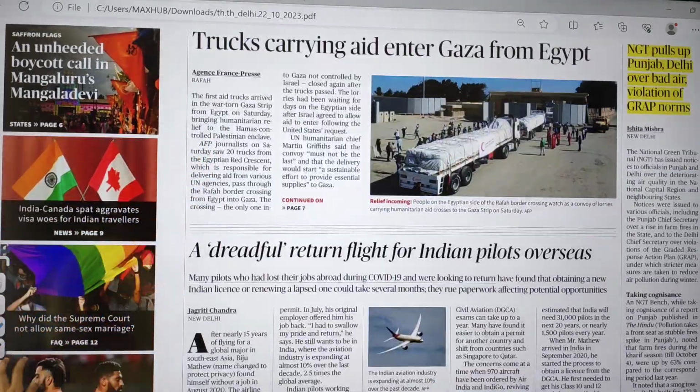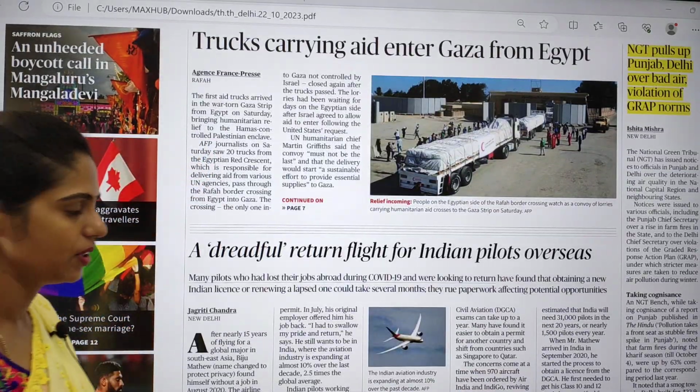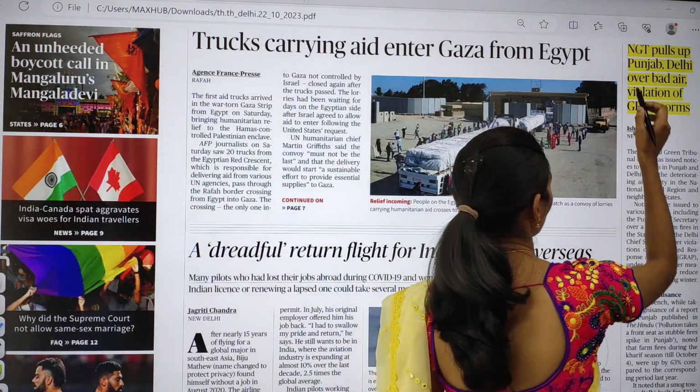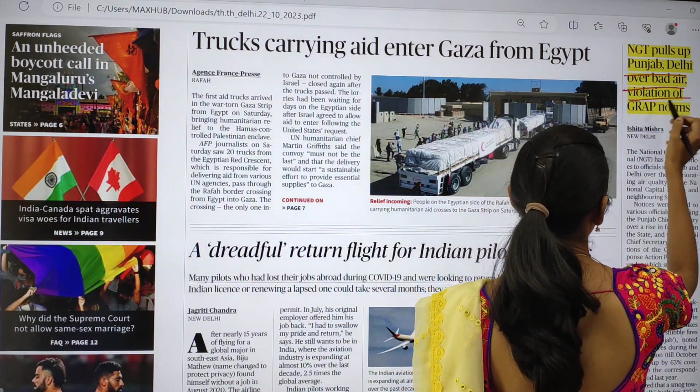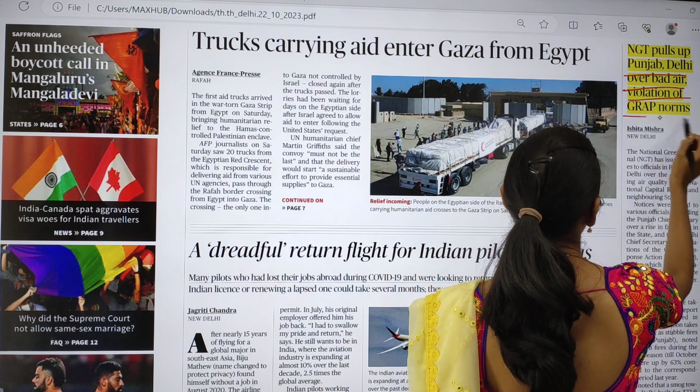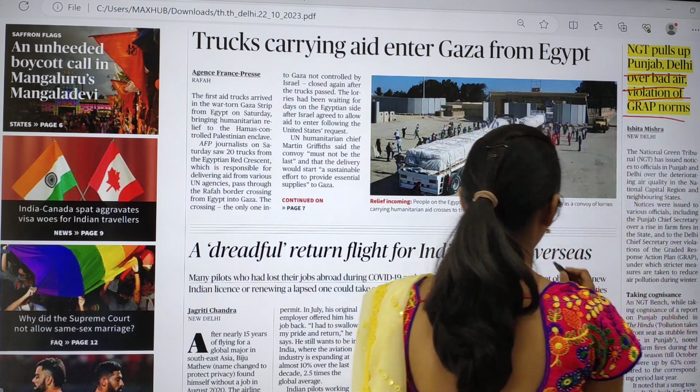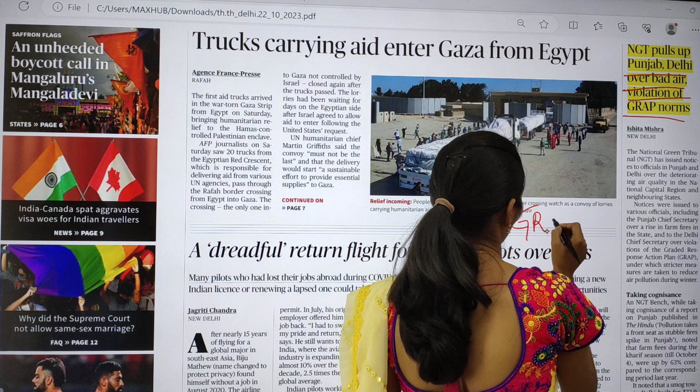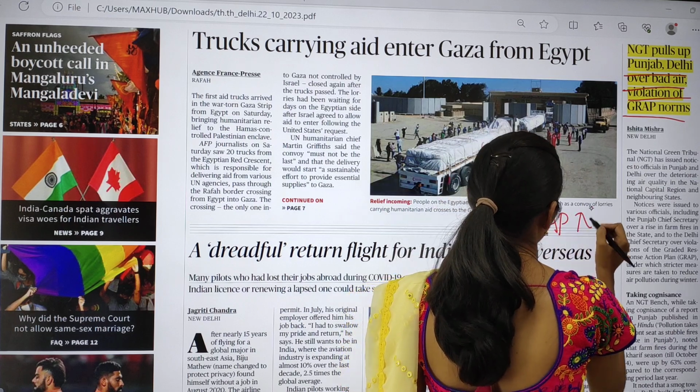You can see there is a small article, which is also very much important. That is NGT pulls up Punjab, Delhi over bad air and violation of GRAP norms. Here you have to see what these GRAP norms are.